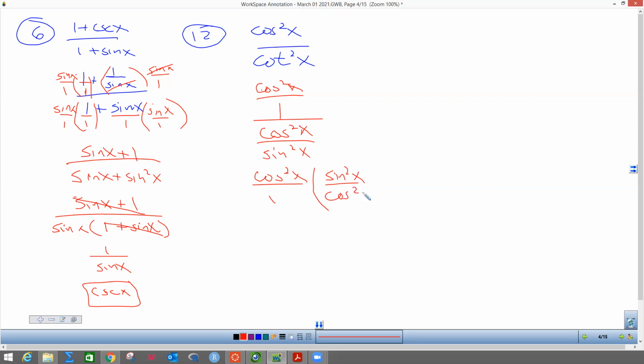So when I flip the bottom one over to multiply by it, these cosine squareds both reduce to 1. That leaves me with sine squared x, and that's the answer.